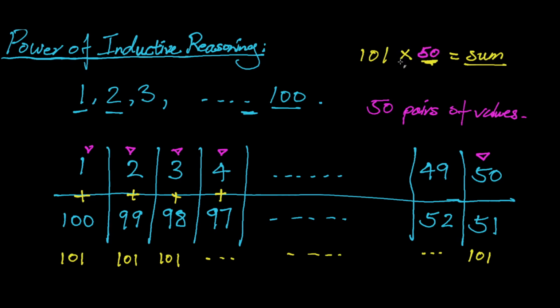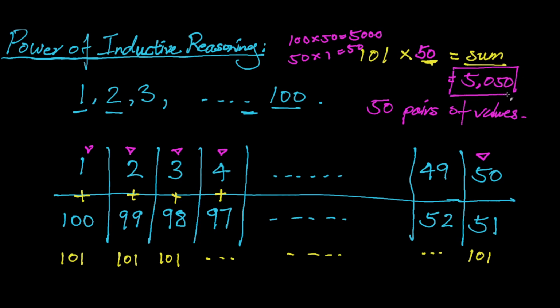Let's write that 50 a little bit better, shall we? 50. So 101 times 50, that is 100 times 50, that's 5,000. And 50 times 1, that's 50. That means our total is 5,050. And just like that, we got the sum of the first 100 numbers without using a calculator.